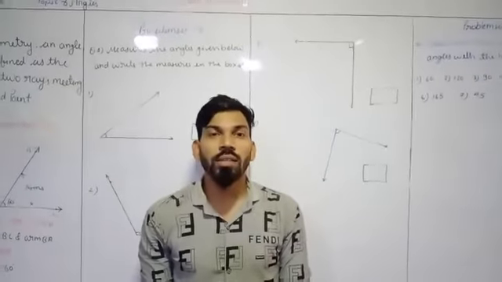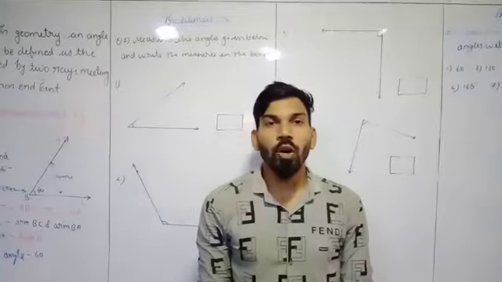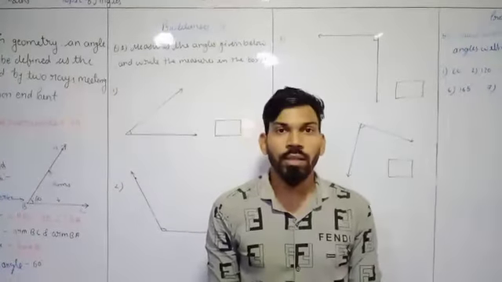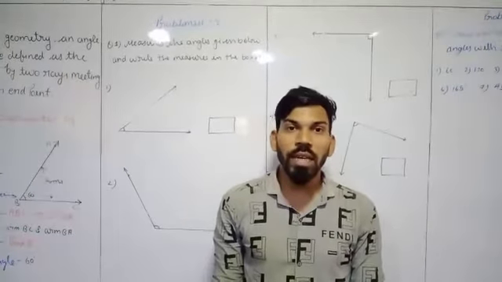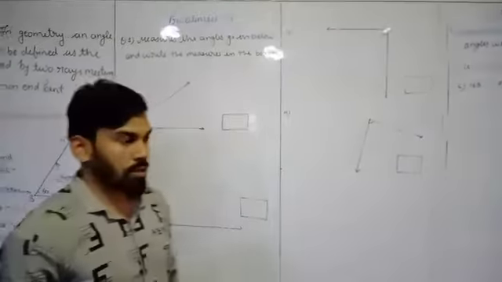In the last video, we already started the chapter angle. So let's recall it. What is an angle? An angle is a figure formed by two rays meeting at one common endpoint. That is called an angle. We learned how we are going to give the names and the other components of the angle. Let's recall it.